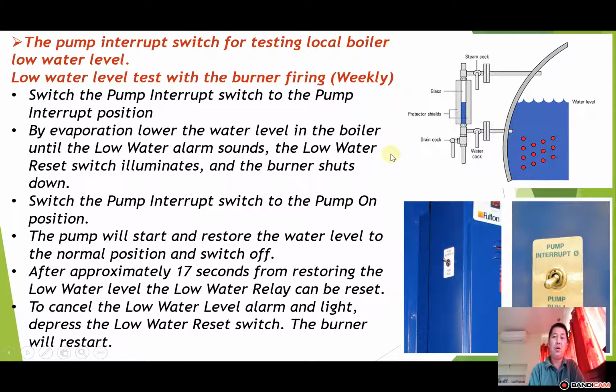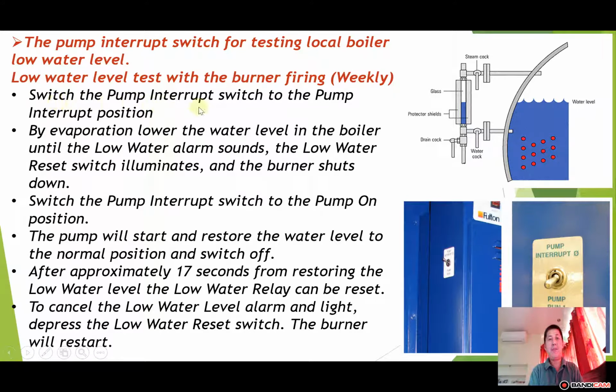So your burner should be firing. The burner is the one that burns air and fuel to create fire inside the combustion chamber of your boiler to heat the boiler water. It is not shown here because we only show the procedure on how to test the water level by the use of the interrupt switch.